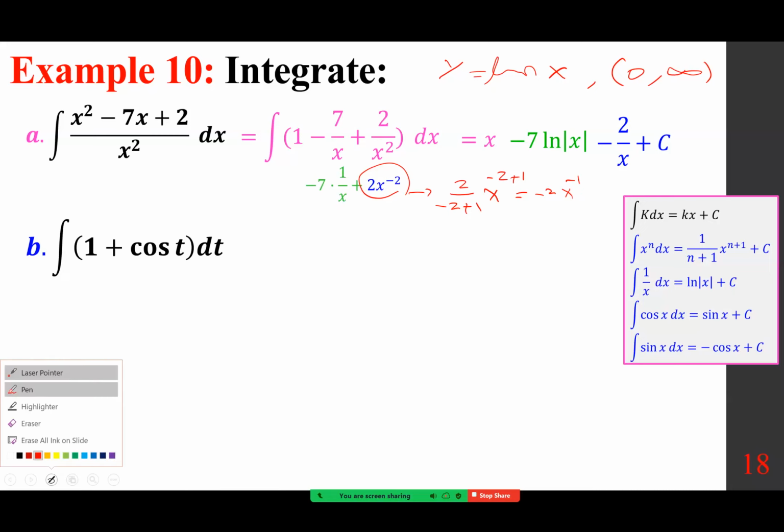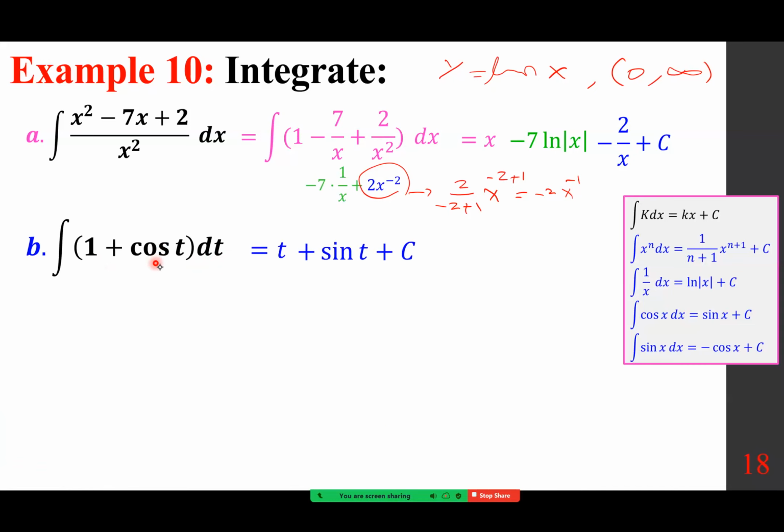Pay attention to the fact that we have dt, therefore the integral of 1 is not x, it's t. Cosine, the derivative is negative sine, but the integral is positive sine. So plus sine t and a constant.